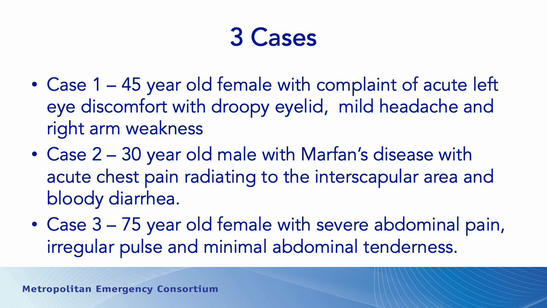And then the third case is a 75-year-old female with severe abdominal pain, irregular pulse and minimal abdominal tenderness. This patient has an irregular pulse. You don't need a 12 lead or a 4 lead to tell you the patient's in atrial fibrillation. Who knows how long she's been in it? She now has severe abdominal pain, but you check her belly and it's not very tender. This patient's got ischemic gut until proven otherwise. This patient needs transport.